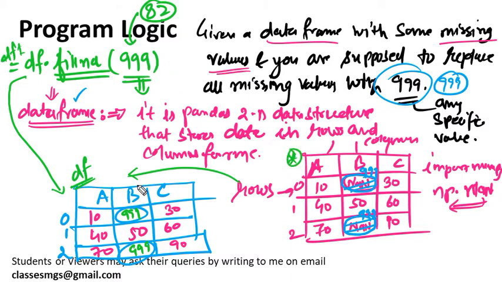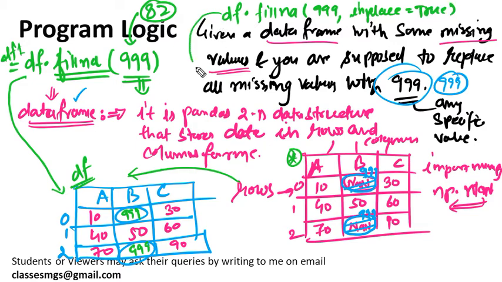If you want to change the original data frame, then you need to pass an argument here: 999 and then inplace equals True. If you write inplace equals True here, it will change the original data frame itself. Otherwise, if you don't pass this argument, it will not change the original data frame, it will return a data frame with changed values in place of NaN values.